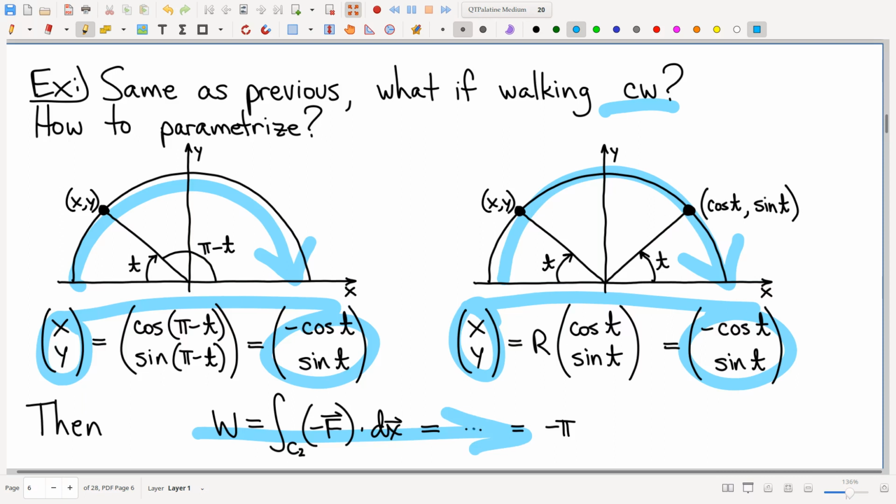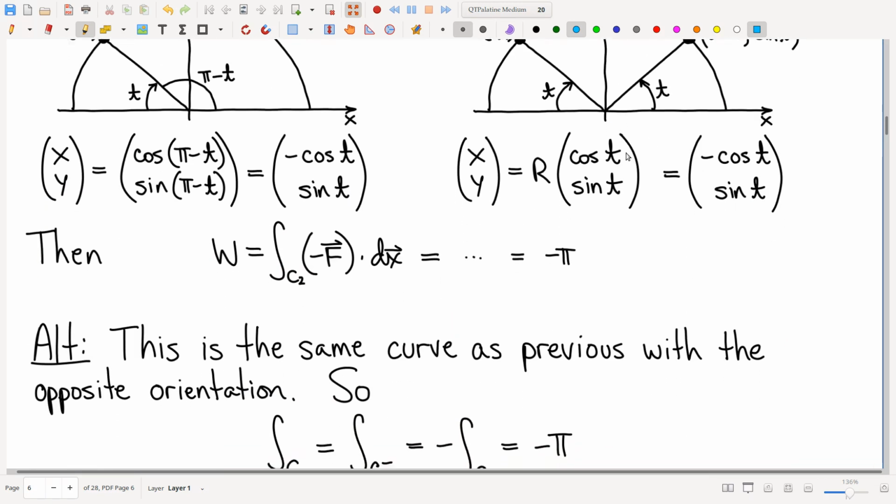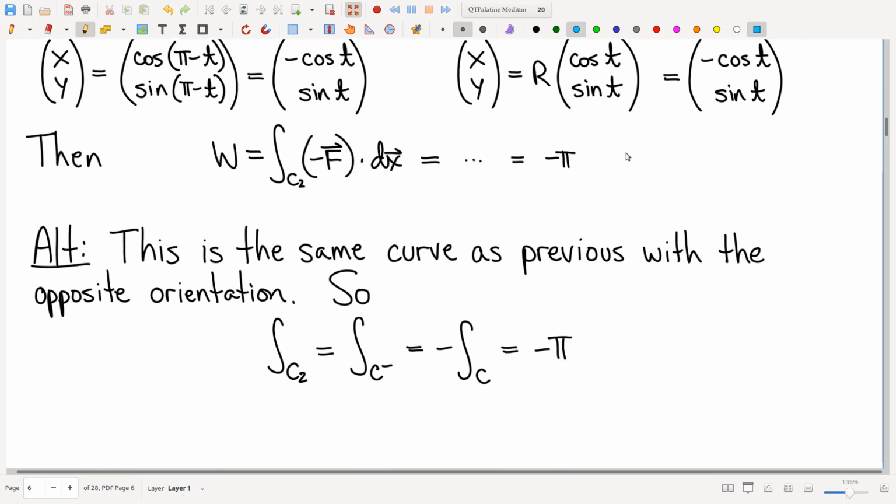Okay. All right, here's the third method. The third method's way better. The third method says, oh, yeah, we want to go clockwise. Well, clockwise is just the opposite orientation from counterclockwise. That's easy. What happens when you take an opposite orientation? Well, an opposite orientation just means you're going to get a minus sign.